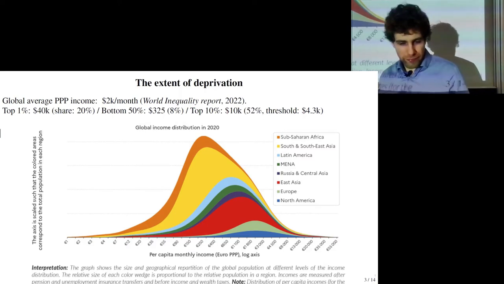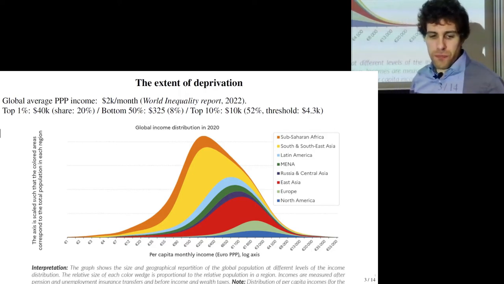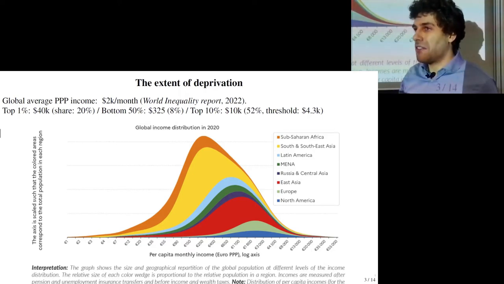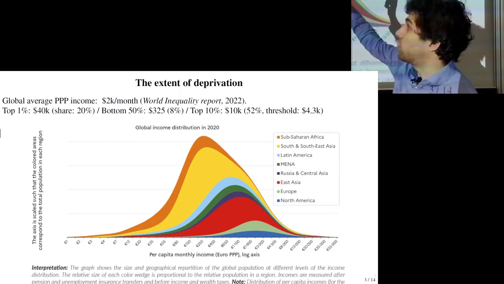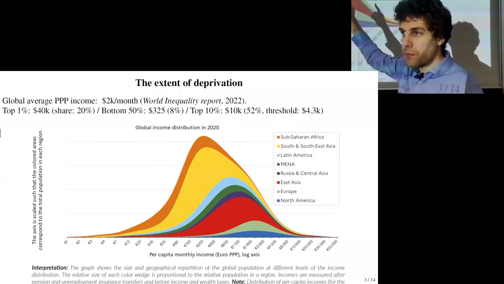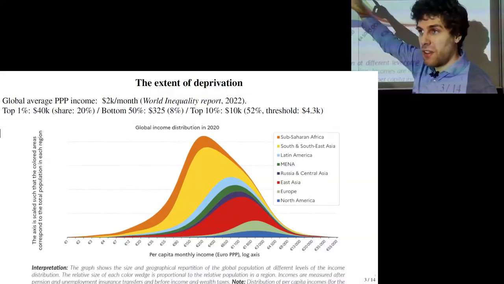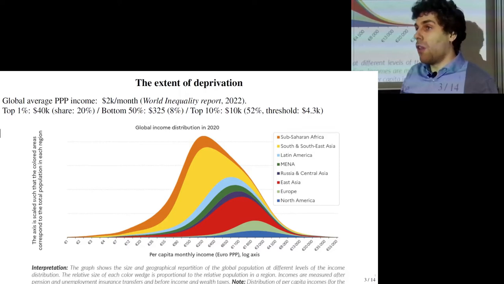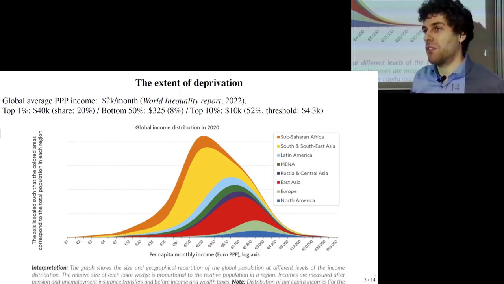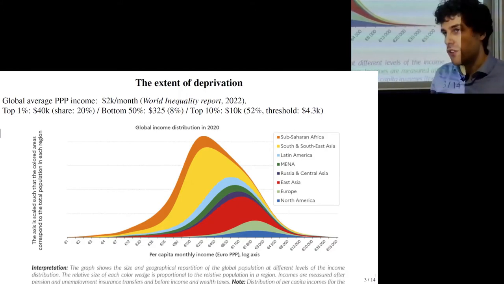So what this figure shows is that if we could cut by half the income of the top 1%, from 40K per month to 20K per month, and redistribute it to the bottom 50%, we could more than double the income of the bottom 20% to more than $700 per month.